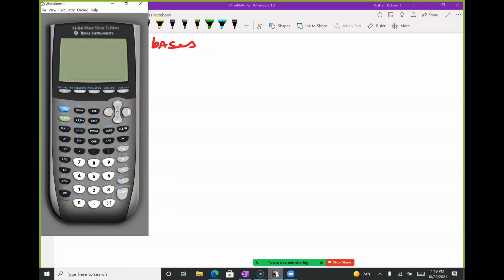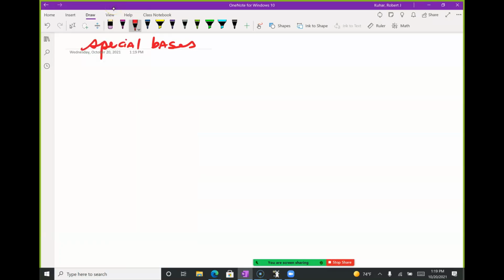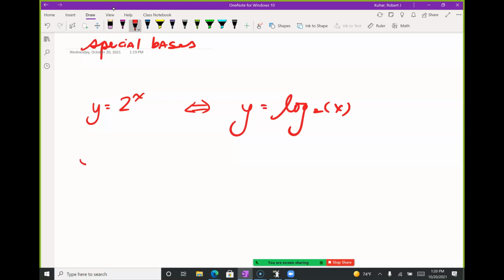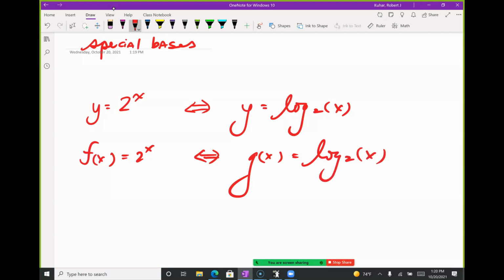Right, so 2 to the x, and our equivalent is log base 2 of x. When I'm writing the function in general, I don't switch the x's and y's. I'd rather say f of x is 2 to the x, and my inverse is g of x is log base 2 of x. I'd rather use that notation than the other one. The one for the translation is for you to be able to see that the log is the exponent.